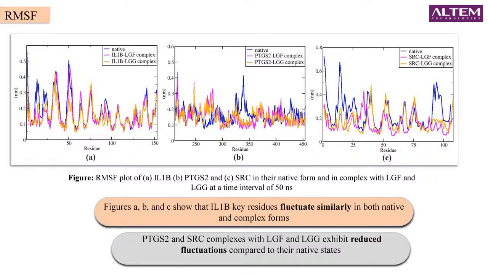These are the RMSF results, and here you can see that the IL-1B has a similar fluctuation of key residues just like the native protein. However, in case of SRC and PTGS2, you can see that when the protein is in complex with both the ligands, they are showing less fluctuation as compared to the native protein.